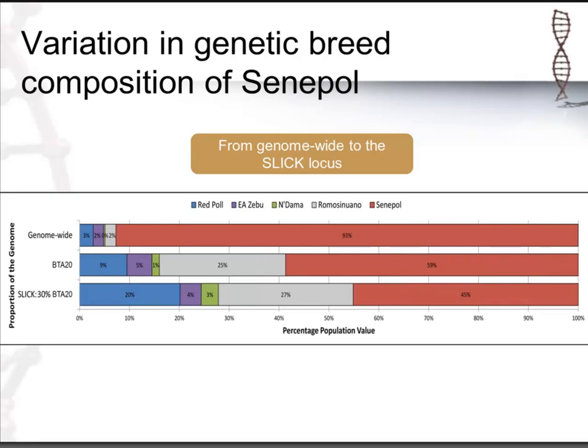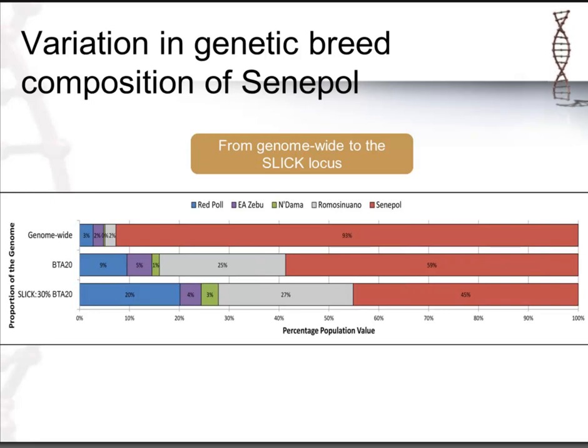So with that in mind, if you look at the genome-wide, which is the top bar, you have primarily this very unique signature to Senepol cattle as a composite breed. But you can still see the very small signatures of the ancestral breeds. As you narrow it down to chromosome 20, specifically near the slick region, you can see the ancestral breeds showing more genetic breed composition here. It makes you wonder, how do those breeds affect the slick phenotype itself?